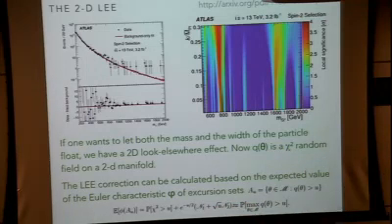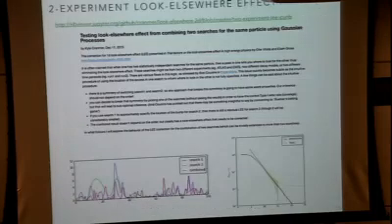and then you can correct for the 2D look elsewhere effect. So the reason that these plots are being made for 750 is because we're correcting for the 2D look elsewhere effect, not just because they're pretty. Okay, so this is how we do it. I have some code to do that.